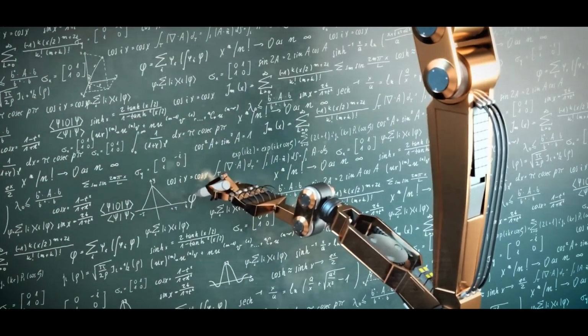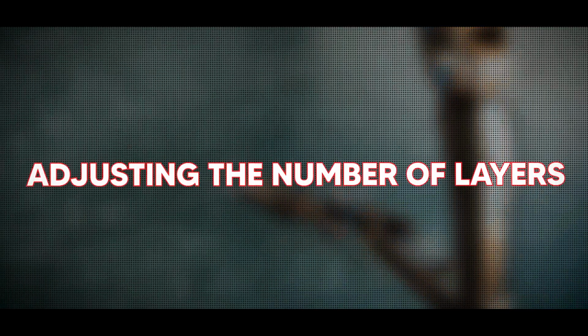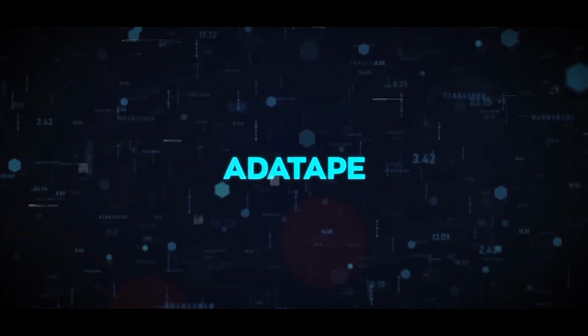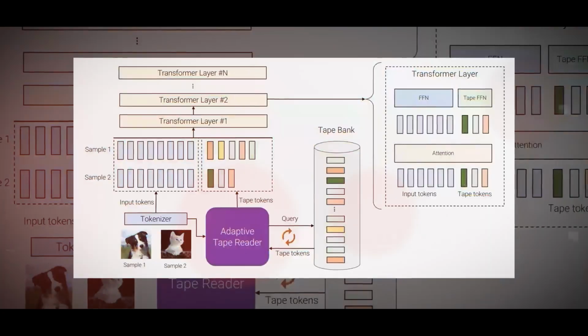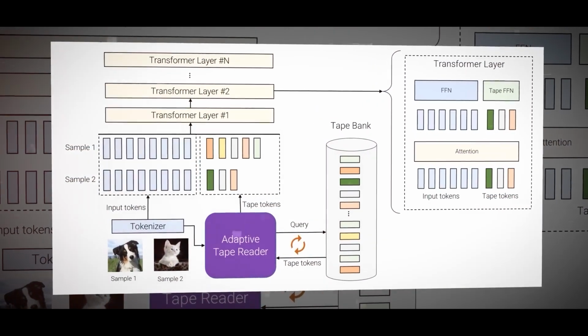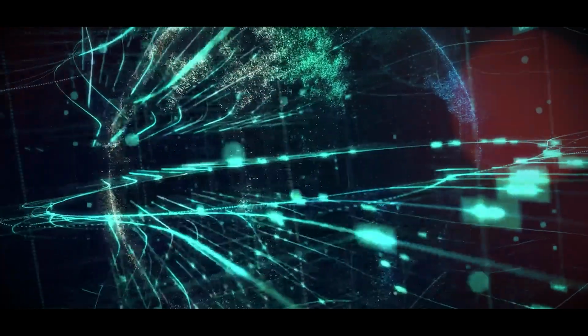In contrast, other adaptive models use dynamic depth to allocate computation budget by adjusting the number of layers or iterations used for each input. However, this approach can introduce instability and complexity during both training and inference stages. So with AdaTape, we have a more flexible solution that addresses these challenges. Overall, AdaTape brings exciting possibilities for enhancing adaptability in transformer architectures. Its unique features make it an intriguing option worth exploring further.